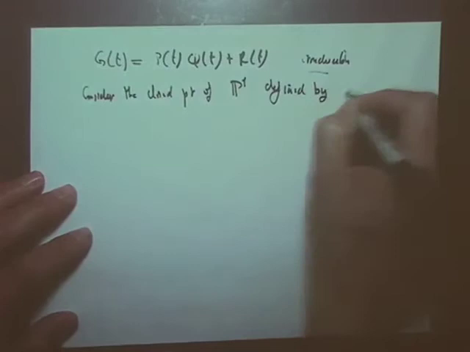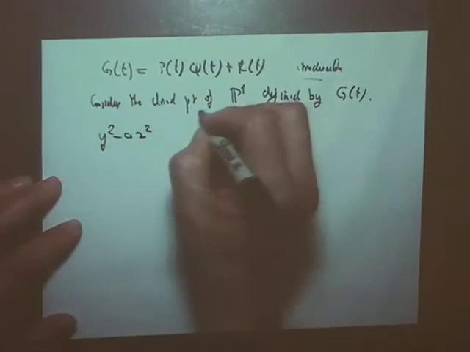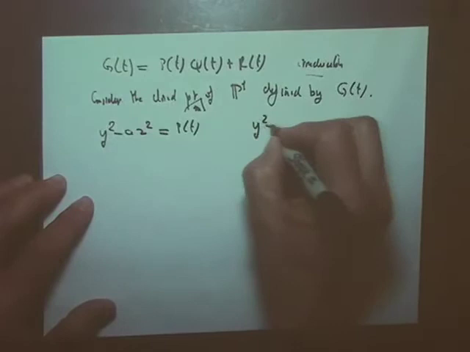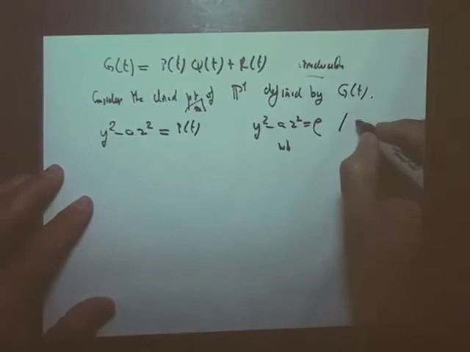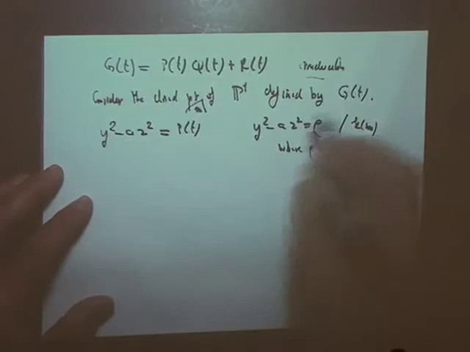And so, the equation U square minus A Z square equals P(T), I look at the fiber above the closed point M. That is, I look at P(T) modulo G(T). So the fiber is Y square minus A Z square equals rho over the field K(T) divided by G(T), K(M), where rho is the class of P(T) in this quotient.